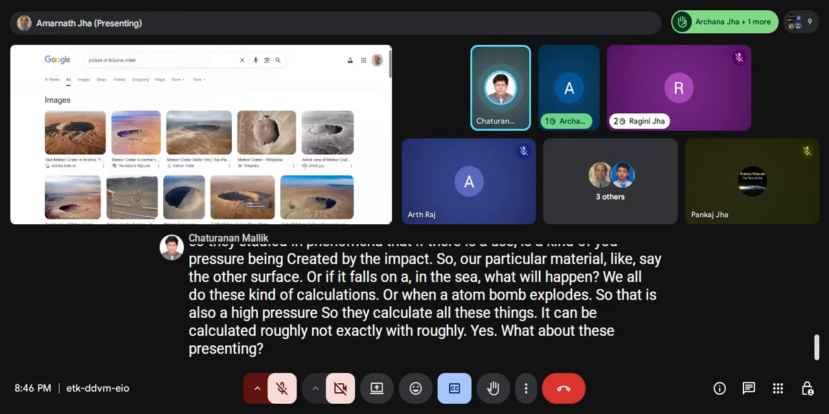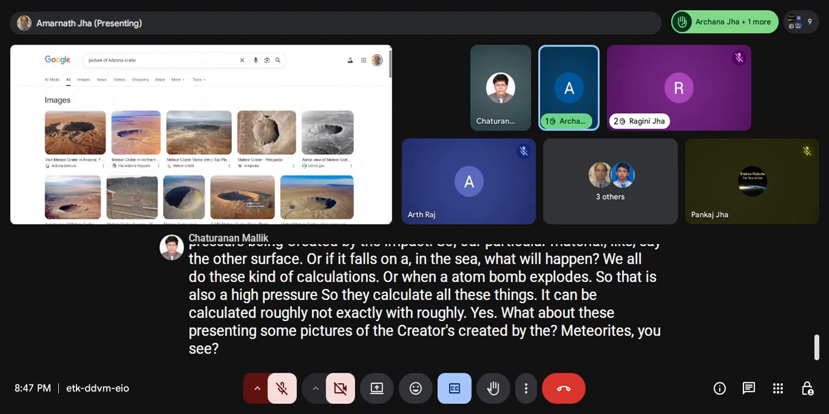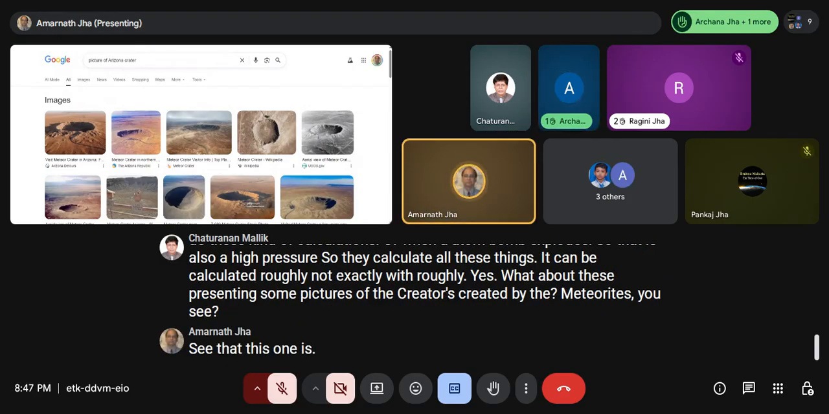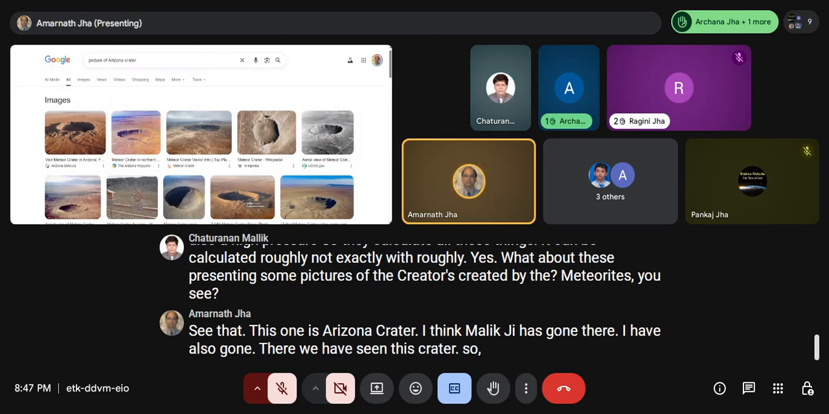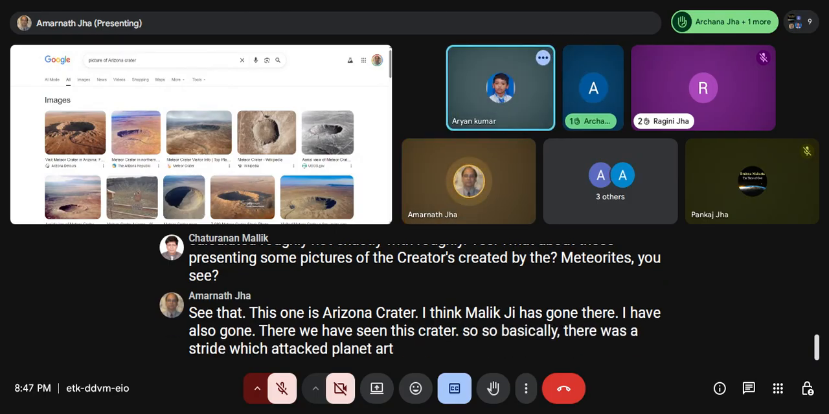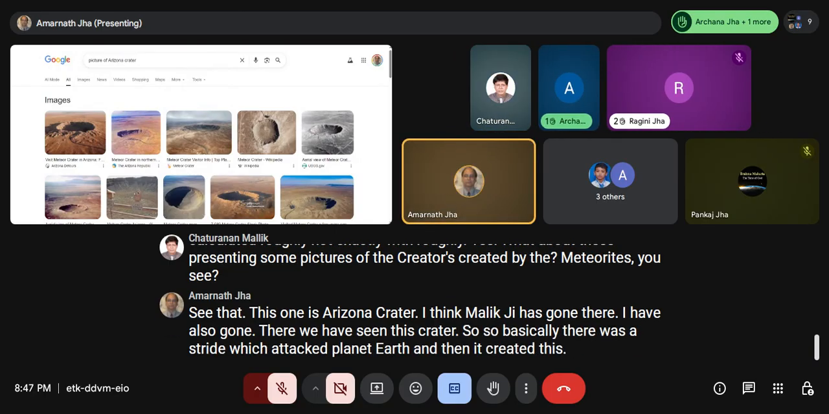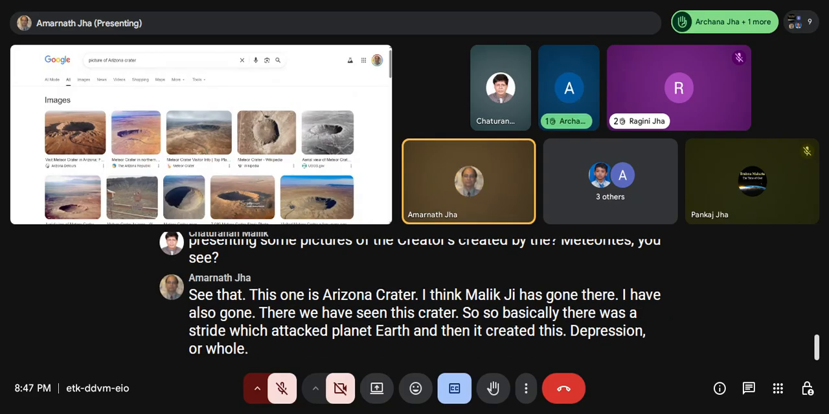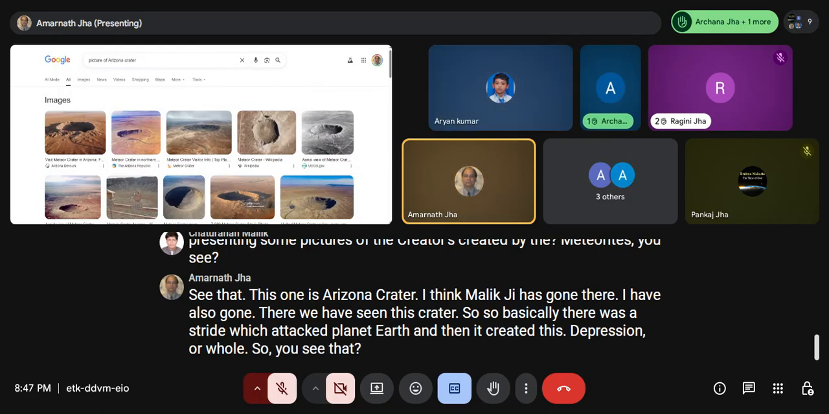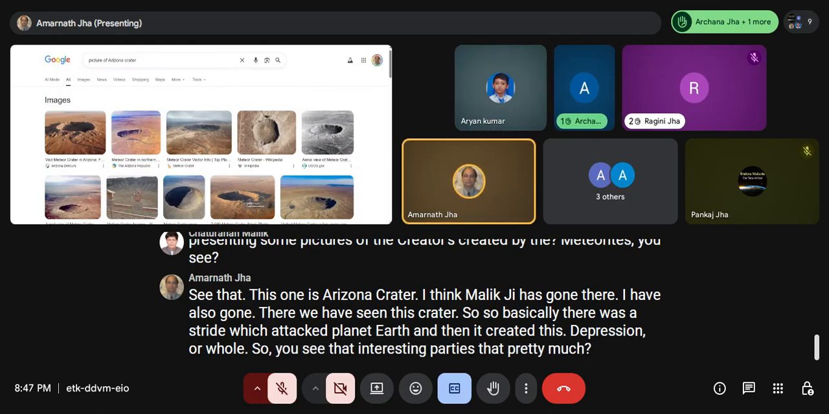Amarnath ji is presenting some pictures of the craters created by meteorites. You see, this one is Arizona crater. I think Malik ji has gone there. I have also gone there. We have seen this crater. So basically, there was an asteroid which attacked planet Earth, and then it created this depression or hole. The interesting part is that it looks pretty much circular.